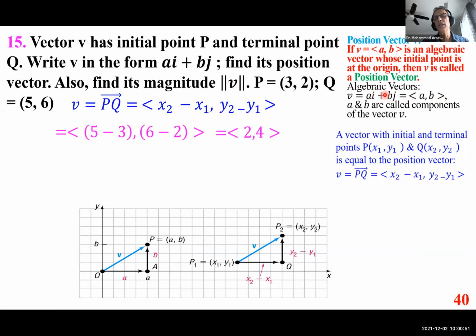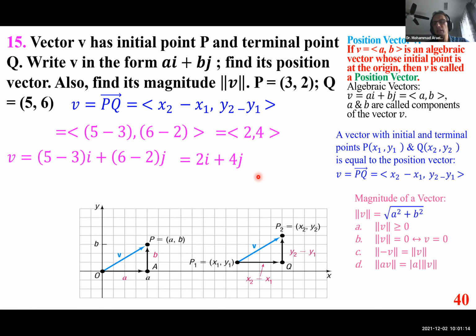If you want to write it in the form of AI plus BJ, then we just tag along I and J, that's all. So 5 minus 3 I plus 6 minus 2 J, which is simply 2I plus 4J. Both are absolutely fine. You represent them just the way they ask you for credit.